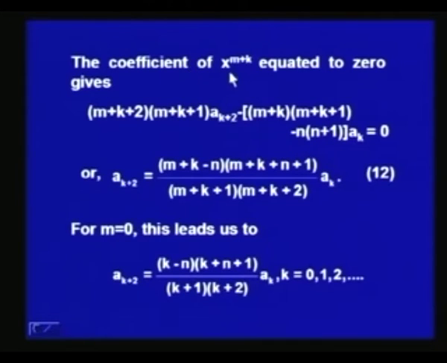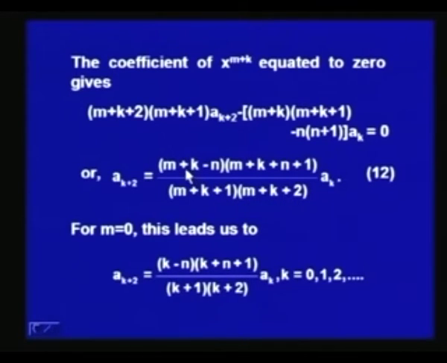So, when we find the coefficient of x to the power m plus k in the first term, it will turn out to be m plus k plus 2 into m plus k plus 1 into a k plus 2, and from the second and third terms it will turn out that the coefficient of x to the power m plus k is m plus k into m plus k plus 1 minus n into n plus 1 a k. So, let us put it equal to 0, and we get the recurrence relation a k plus 2 equal to m plus k minus n into m plus k plus n plus 1 over m plus k plus 1 into m plus k plus 2.